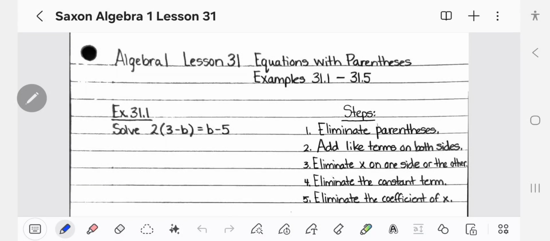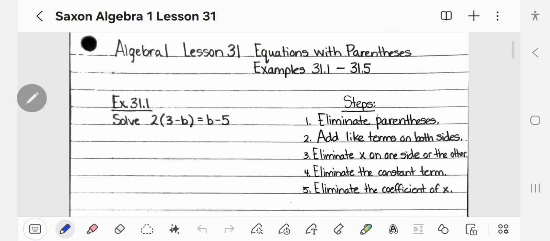This is Algebra 1, Lesson 31, Equations with Parentheses. We're going to do examples 31.1 through 31.5. In this first example, we're going to use these steps that I've written to the right.